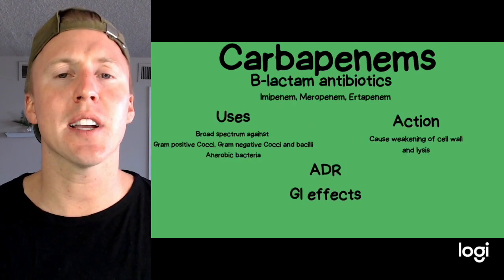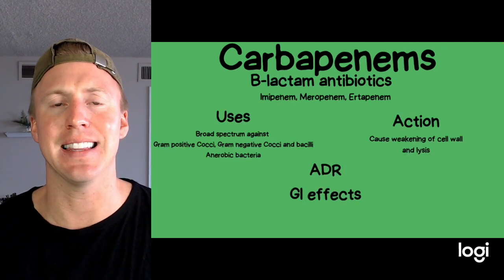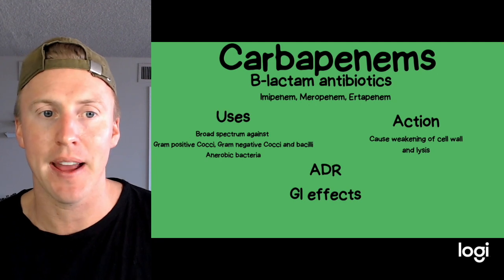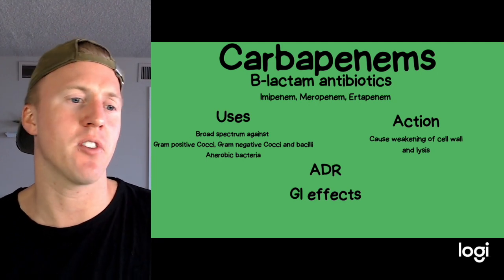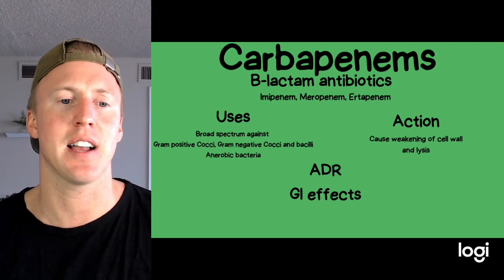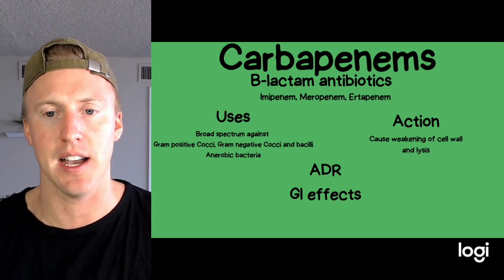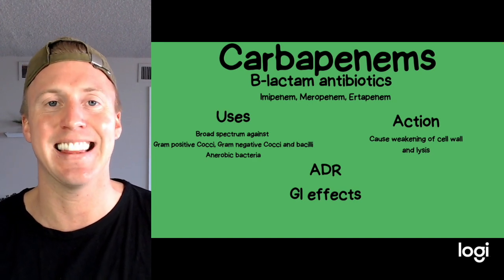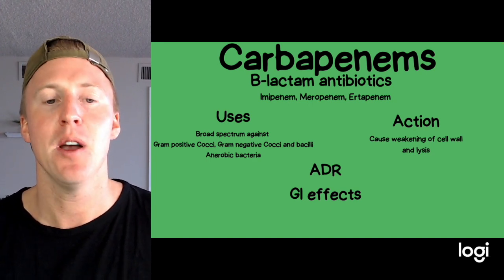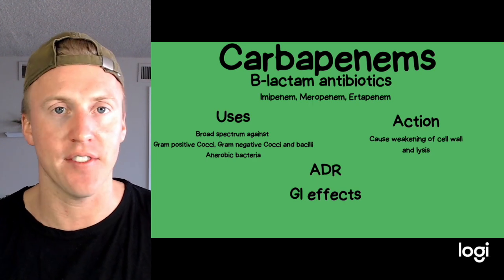Now, when we look at carbapenems, which again are these beta-lactam antibiotics, we have meropenem and imipenem, and these guys are really good broad spectrum against gram-positive cocci, gram-negative cocci, and bacilli. They work again by weakening the cell wall and eventually causing lysis. So meropenem, one of the adverse reactions is GI effects.